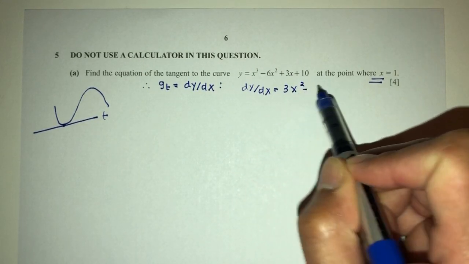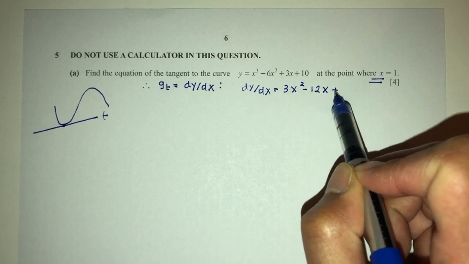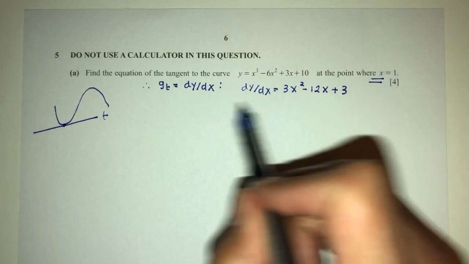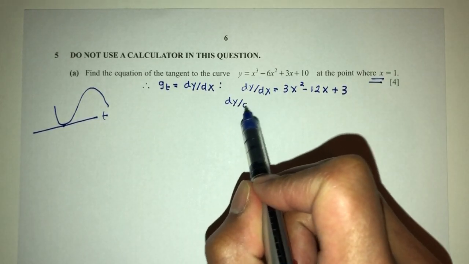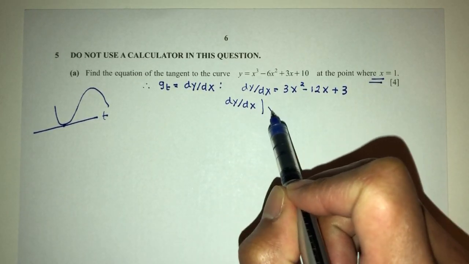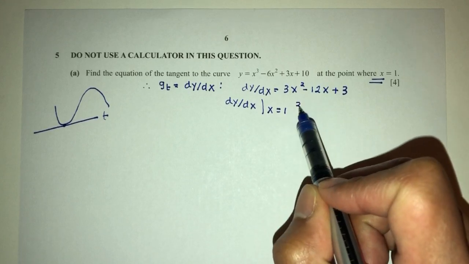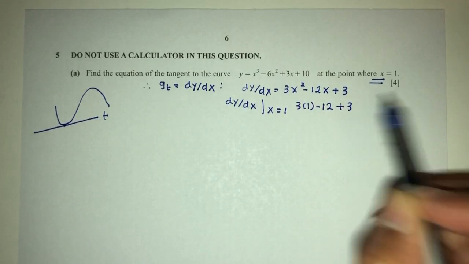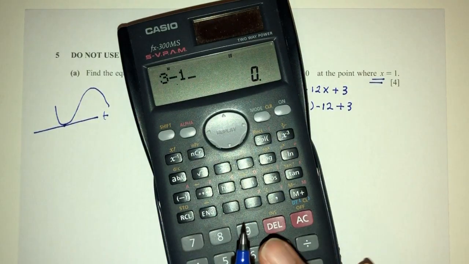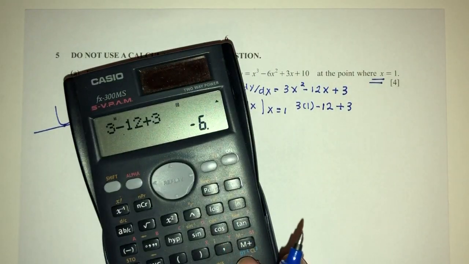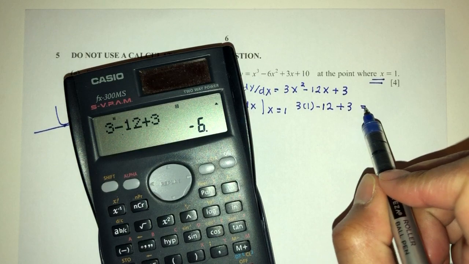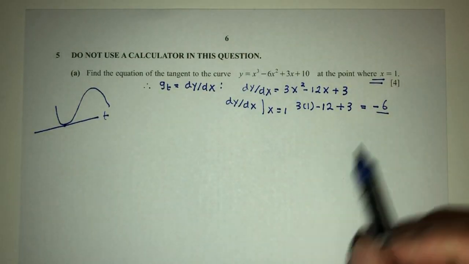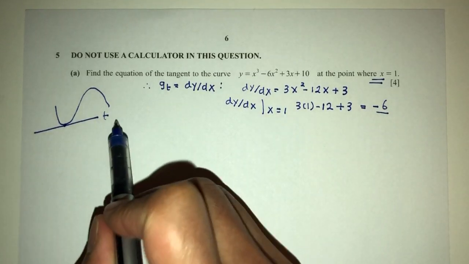3x squared minus 12x plus 3. Okay. Now I say at the point of x equal to 1. So let's find that value. dy by dx at x equal to 1. That will be 3 times 1 minus 12 plus 3. 3 minus 12 plus 3, that should be minus 6 as my answer. So minus 6 will be the gradient of my tangent.